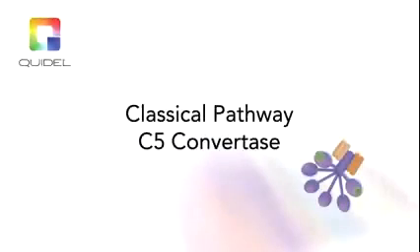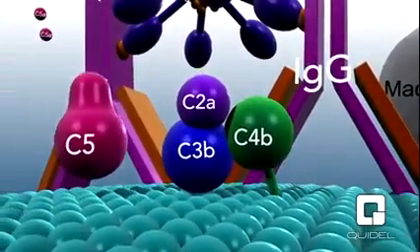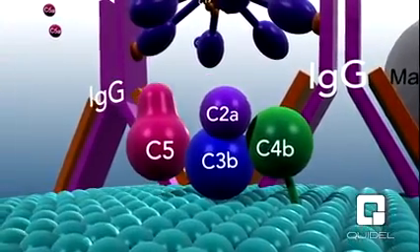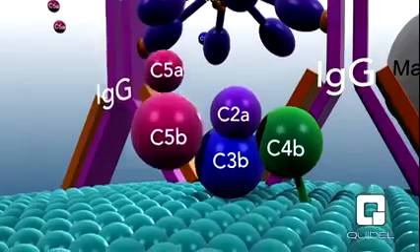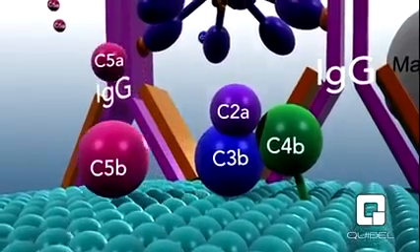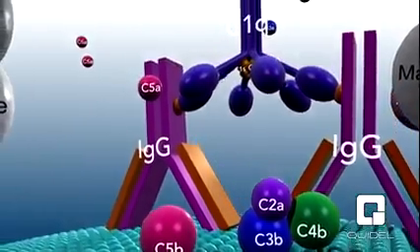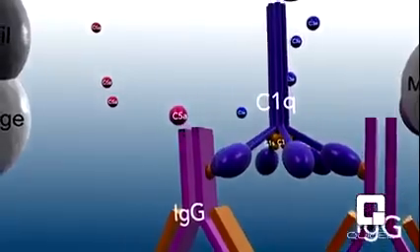Classical pathway C5 convertase. The C5 molecule is cleaved by the C5 convertase into C5a and C5b, both of which mediate important host defense functions of the complement system.